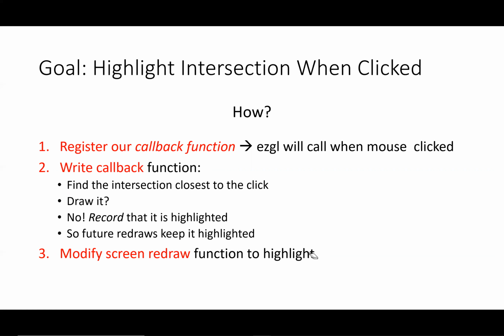We have to write the callback function, so we have to find the intersection closest to the click. As I said, you might be tempted to draw it, but don't draw it there. It's not going to be persistent. What we're going to do in our callback instead is record that it's highlighted so that future redraws can keep it highlighted. And then finally, we need to modify our screen redraw function to highlight it. Does that make sense? So a 3-step procedure.